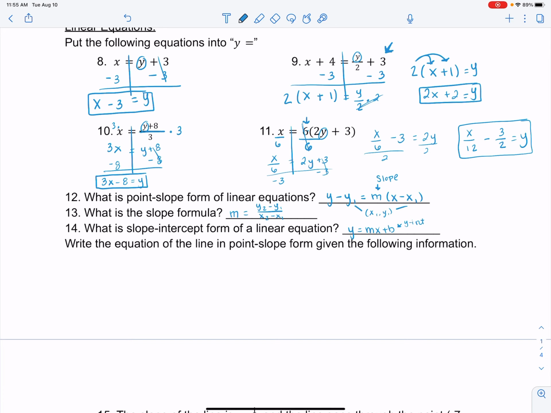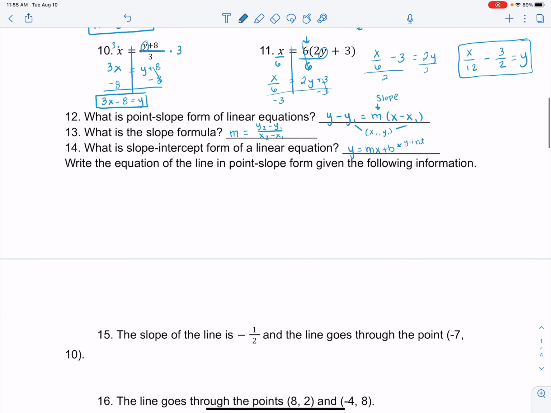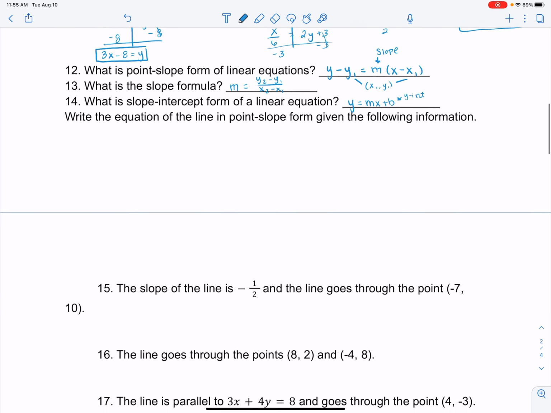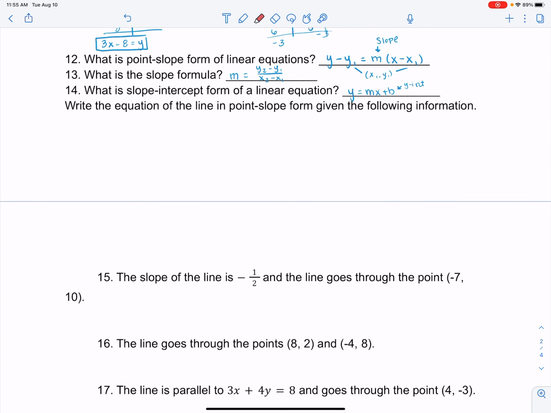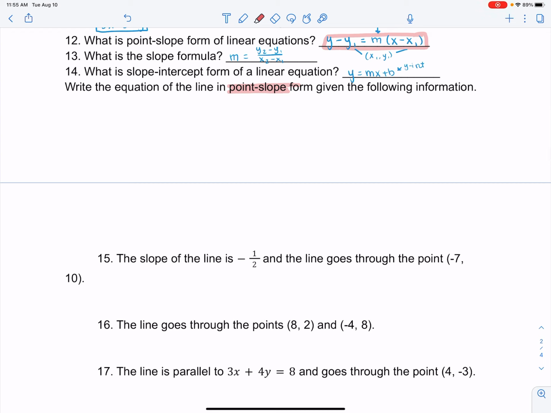All right, write the equation of the line in point-slope form given the following information. So read here, it says in point-slope form. So I just need it to look like this, okay? So the slope of the line is -1/2. If I'm given the slope, I know that's m. And the line goes through the point -7, 10. This is going to be my x1 value. I don't know why I wrote it down here. And my y1 value.